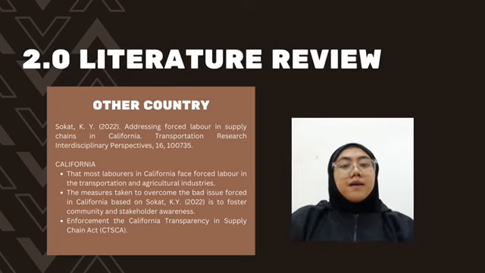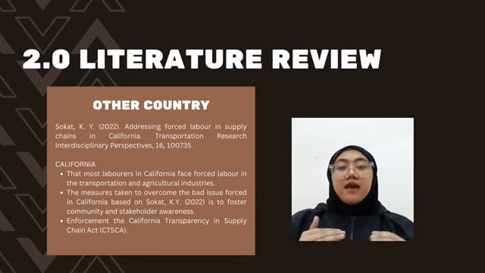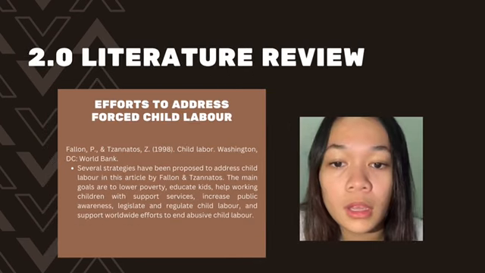Measures taken to overcome the issue of forced labor in California is to foster community and stakeholder awareness. Other than that, to enforce the California Transparency in Supply Chains Act. Overall, this research demonstrates the importance of CTSCA in combating forced labor in California in the transportation and agriculture industry, and also the role of the community in overcoming the forced labor problem.